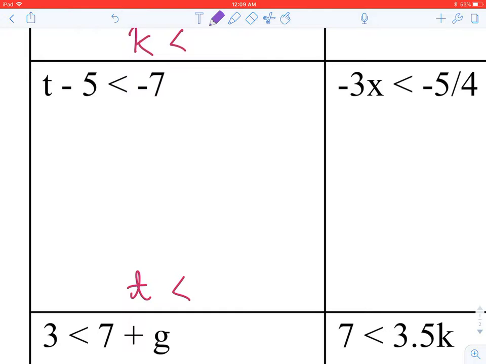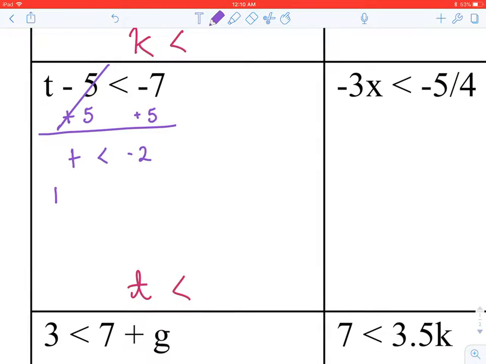So if I have t minus 5 is less than -7, I want to get the t by itself. What I'm going to do is use the inverse operation of subtraction, which is addition. And I'm going to get rid of that 5, so I'm going to be doing +5. And whatever I do to the left side or the right side, I'm going to do to the other side. That's going to leave me with the t on the left side because the -5 and the +5 will cancel out. The symbol is going to stay the same because of the addition property of inequalities. And then -7 + 5, that's going to leave me with -2.